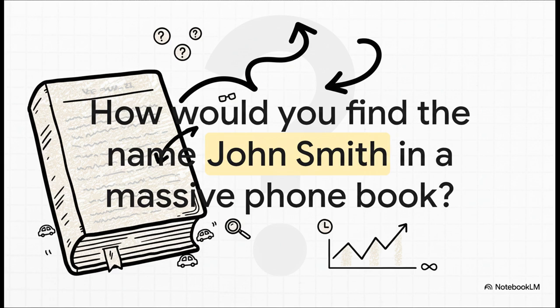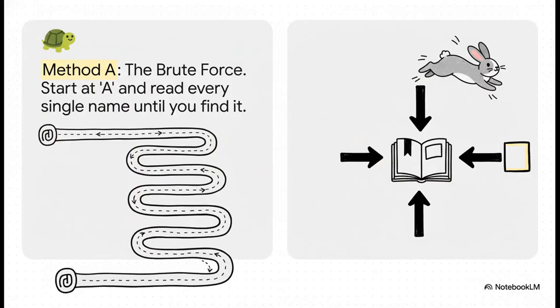What's your strategy? So you probably didn't think of method A, right? The brute force way, just starting at the very first page and reading every single name. Of course not. Your brain instinctively jumped to something like method B, the smart search. You open it up to the middle, you see you're in the M's, so you know Smith is later. You keep cutting the problem in half.